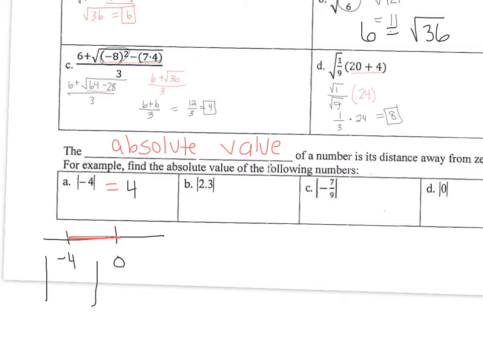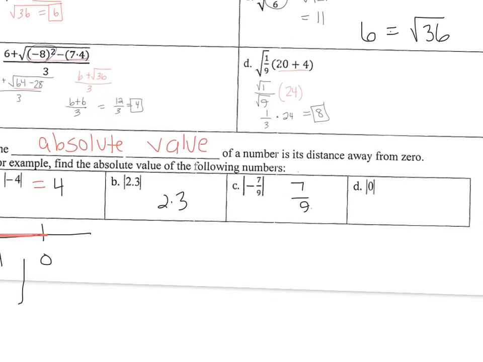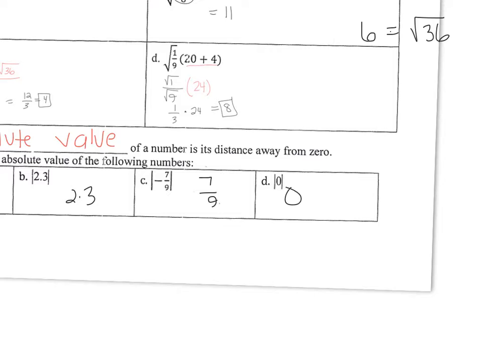So this one's asking what's the absolute value of 2.3? How far away is 2.3 from 0 on the number line? Well, it's 2.3. This one's going to be 7/9. And then 0.